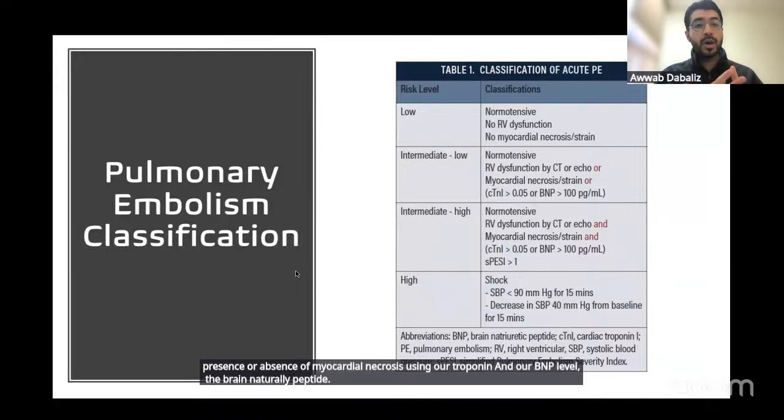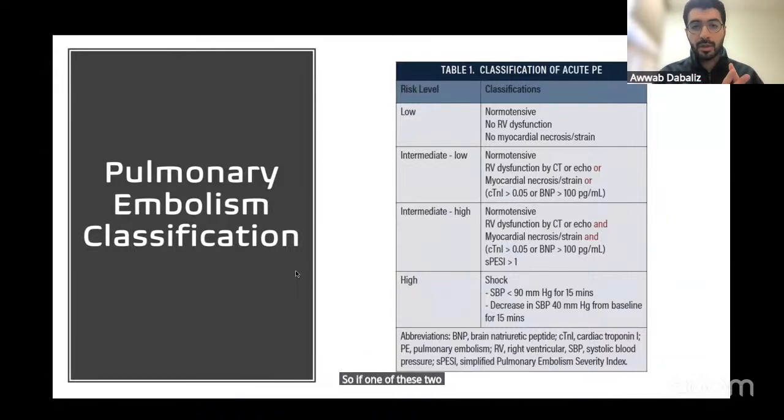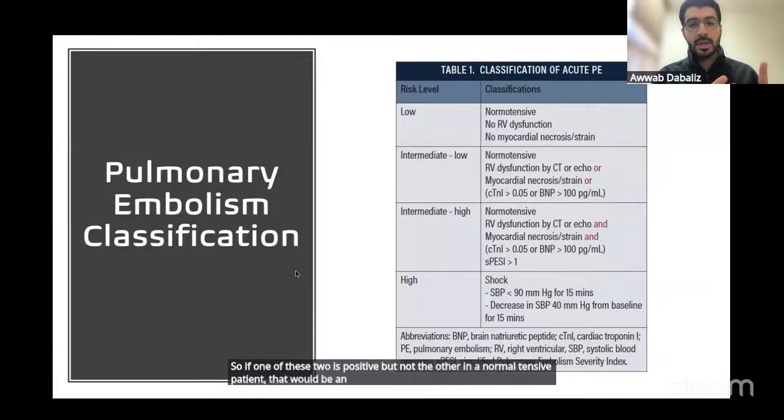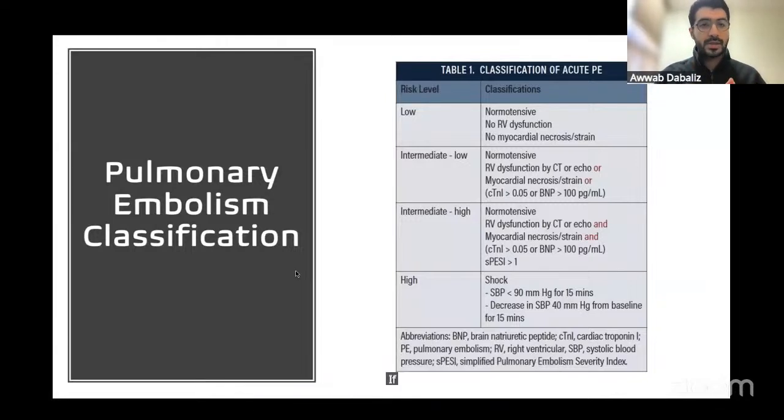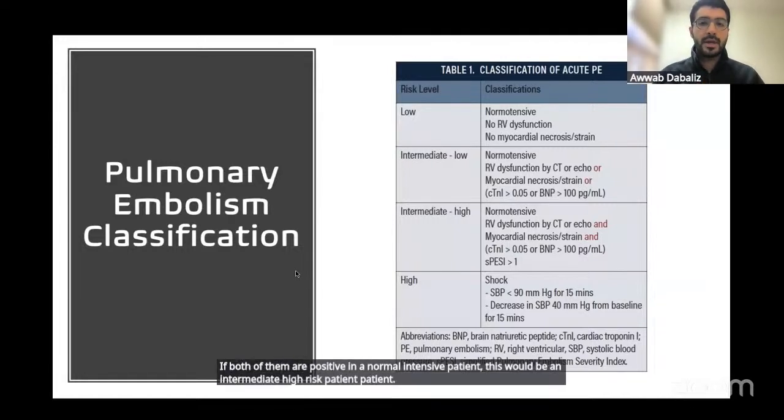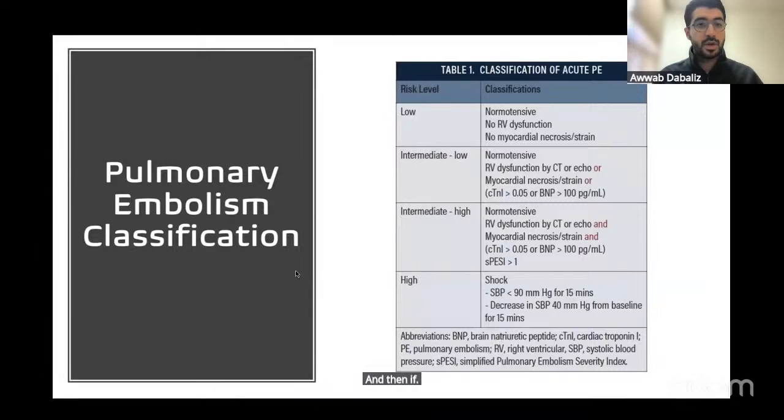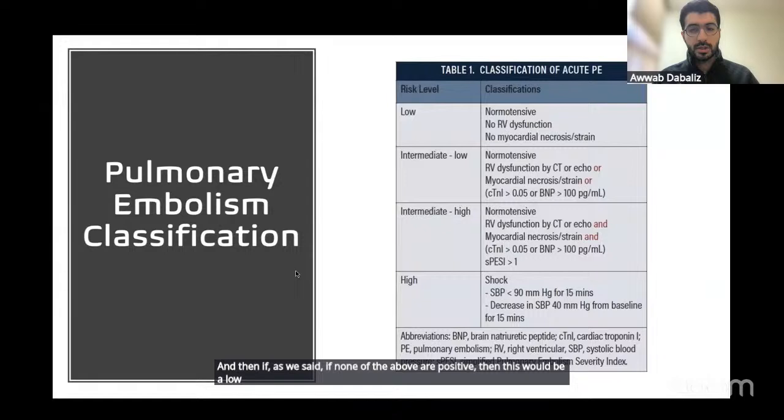So if one of these two is positive, but not the other, in a normotensive patient, that would be an intermediate low risk patient. If both of them are positive in a normotensive patient, this would be an intermediate high risk patient. And then if, as we said, none of the above are positive, then this would be a low risk acute PE patient.